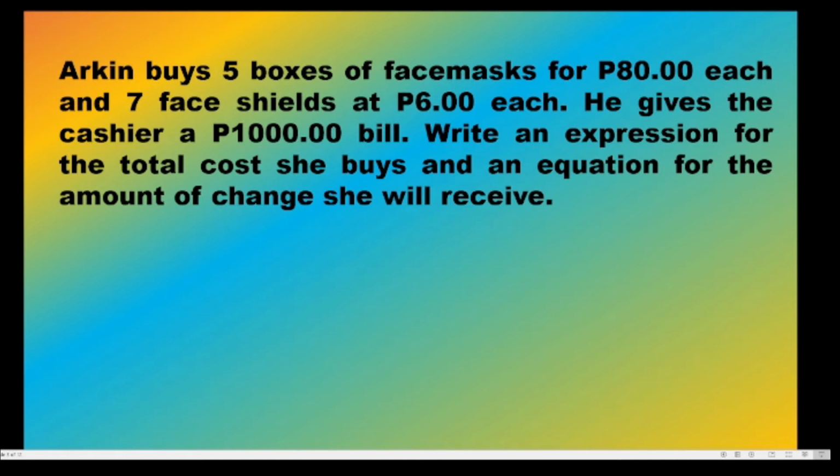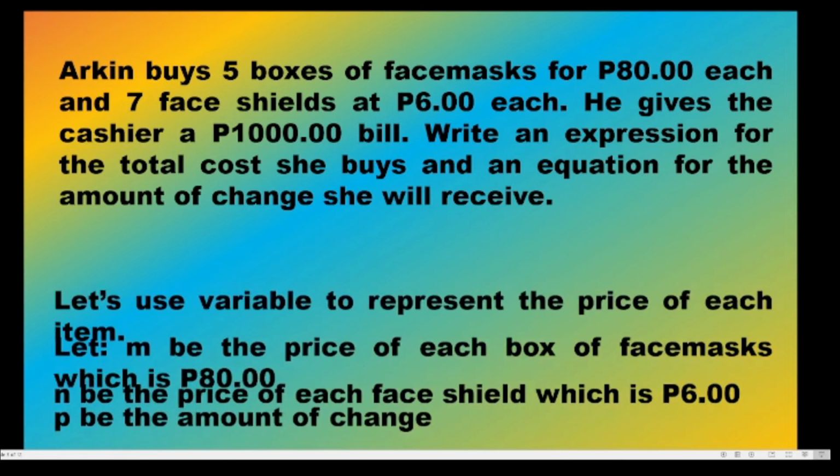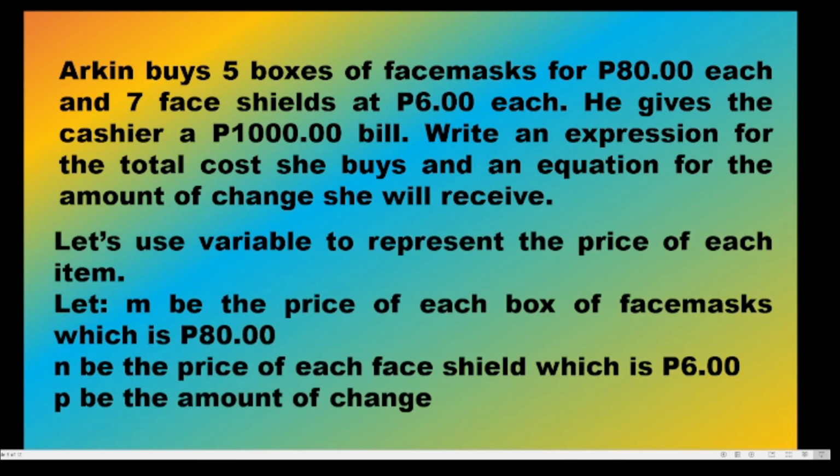Arvin buys 5 boxes of face masks for 80 pesos each and 7 face shields at 6 pesos each. He gives the cashier a 1,000 peso bill. Write an equation for the total cost he pays and an equation for the amount of change he will receive. Let's use variables to represent the price of each item. Let M be the price of each box of face mask, which is 80 pesos. N be the price of each face shield, which is 6 pesos. And letter P be the amount of change.